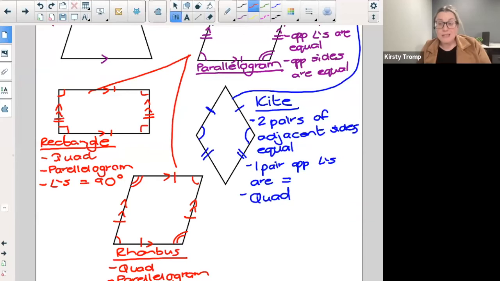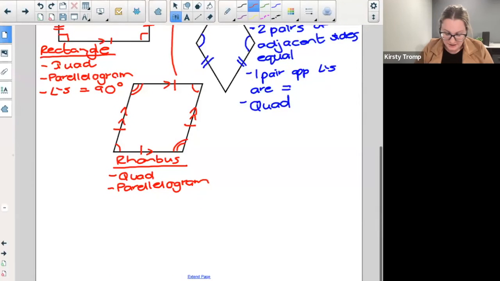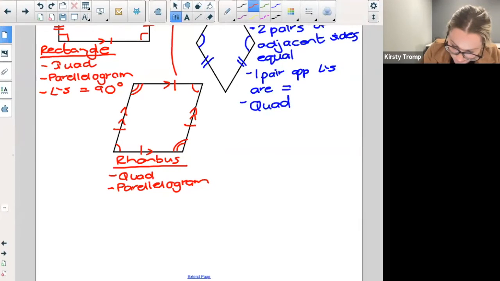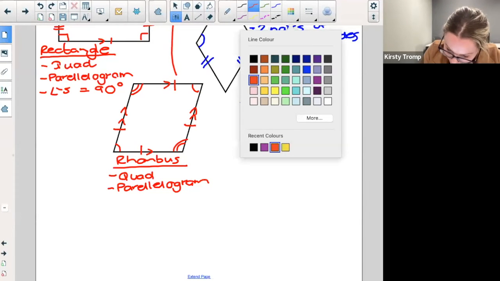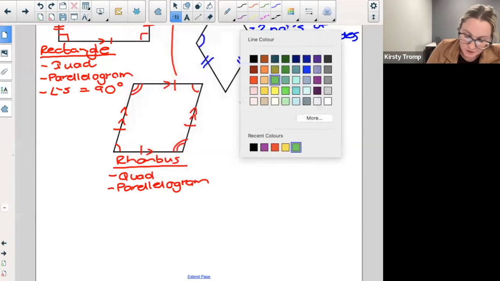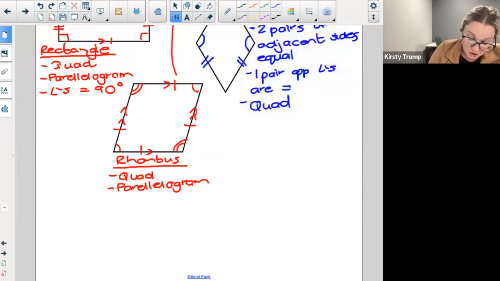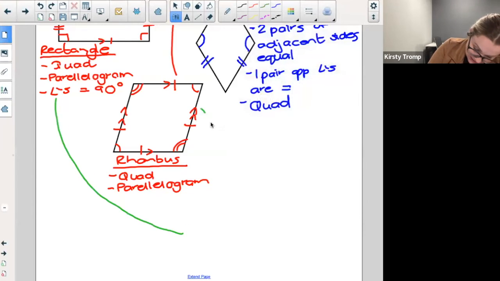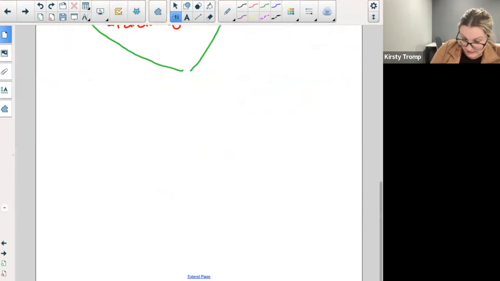And so, what's now the last shape that we need to look at on our list? Okay, we're going to do our last shape. Let's pick this greeny color. The last shape we need to look at on our list has the properties of both a rectangle and a rhombus. So the properties of a rectangle and a rhombus are coming together.